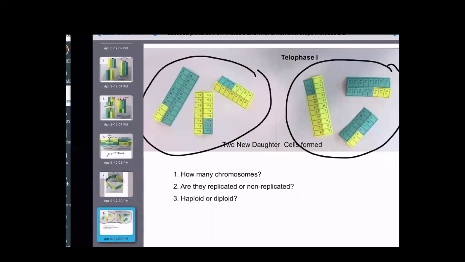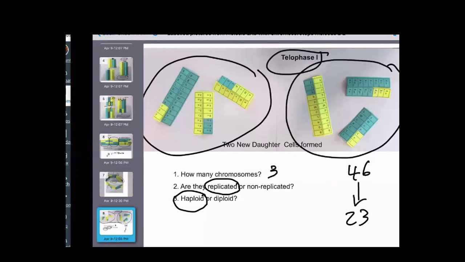So 2 new daughter cells are formed with half the number of chromosomes. So we've only got 3. They're still replicated, but the cells are considered haploid, because haploid is when you halve your number of chromosomes. So for our cells, we have 46 chromosomes. After the end of telophase 1 in meiosis, each new cell has 23 chromosomes.